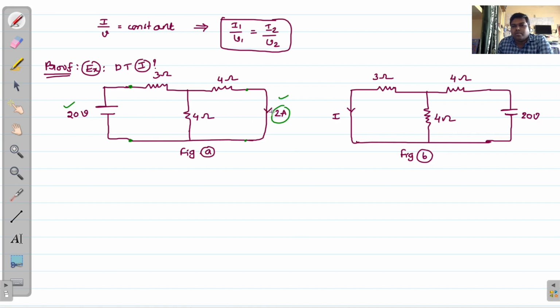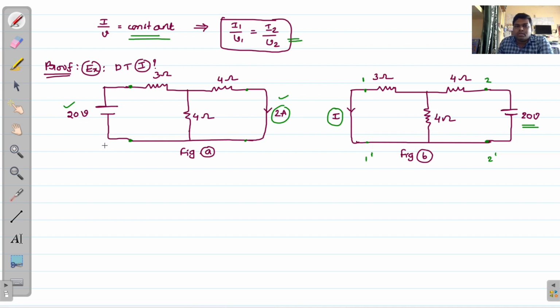Now when we move on to figure B, in that second circuit, the source and load are both interchanging. That means in the 2 and 2 dash terminals we have a 20 volts voltage source, and the 1 and 1 dash terminals have load I. But here I don't know the I value. According to our reciprocity theorem condition, I1 by V1 equals I2 by V2, because for both circuits the I by V ratio is constant. So from expressions 1 and 2, we conclude that I1 by V1 equals I2 by V2.